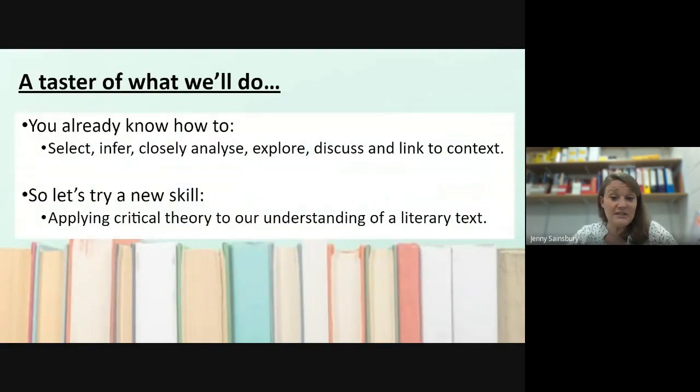So what we're going to do today is a little bit of a taster of this higher level skill that you might not have interacted with before. You already know how to read a text, select interesting words, have interesting ideas about it, closely analyze and explore those texts and form discussions and link to context. The new skill is the application of critical theory.